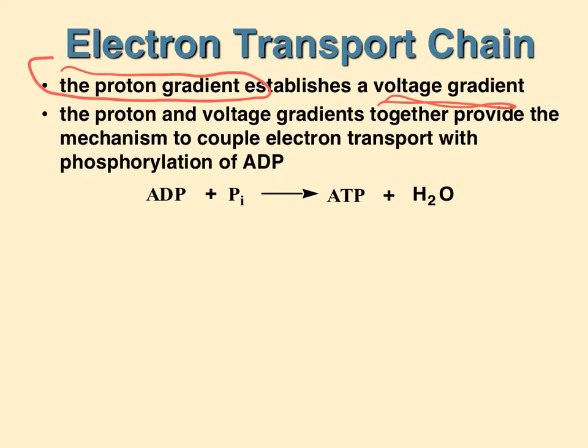Okay. All right, and then the OxPhos part of the electron transport chain that's connected to it is where the protons go back through ATP synthase, and it literally forces, like I said, there's a really cool video based off crystal structures where the ADP and the inorganic phosphate are literally forced together to make ATP. And then the water is actually made from oxygen, which is not shown here, and that's why this is not a balanced equation.